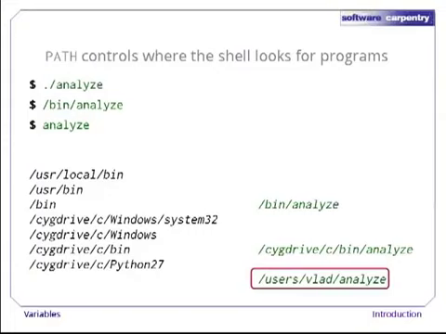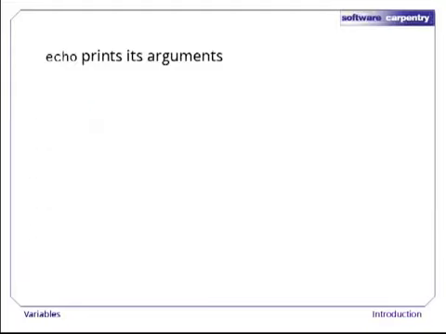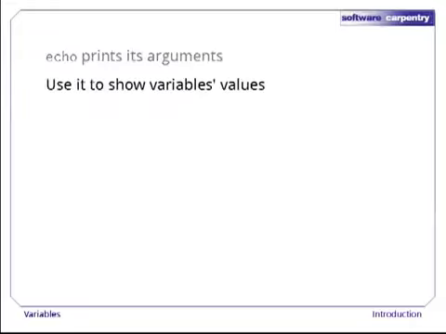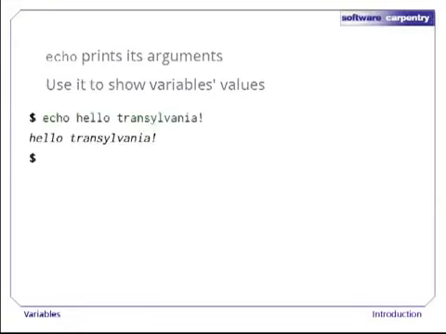Before we explore variables any further, let's introduce one more command, echo. All it does is print out its arguments. This doesn't sound very exciting, but we can use it to show variables' values. First, let's make sure it works. Yep, echo Hello Transylvania prints Hello Transylvania as promised. Now let's try to show the value of the variable HOME with echo HOME. Whoops, that just prints HOME.